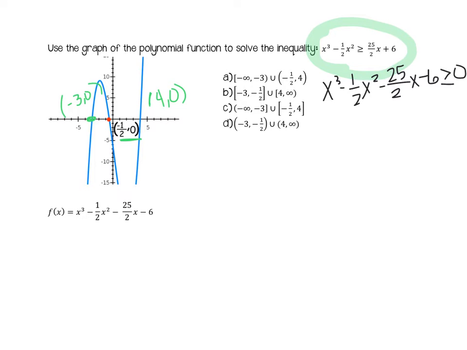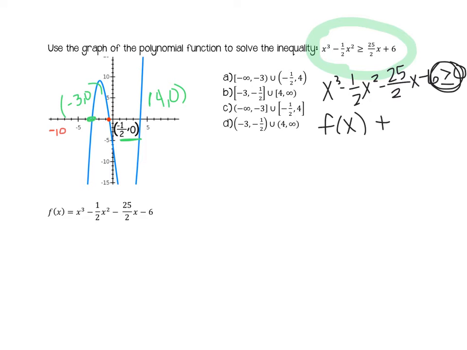So all I did was move everything to one side so that I can plug in and see if I get true or false statements. Because of this symbol right here, I want to know when the function is positive. So I'm going to pick numbers and plug them in, and if I get a positive answer, I am in that shaded region. If I get a negative answer, I am not. I always like to pick numbers that are easy for me to use. So I'm going to use negative 10 for over here.